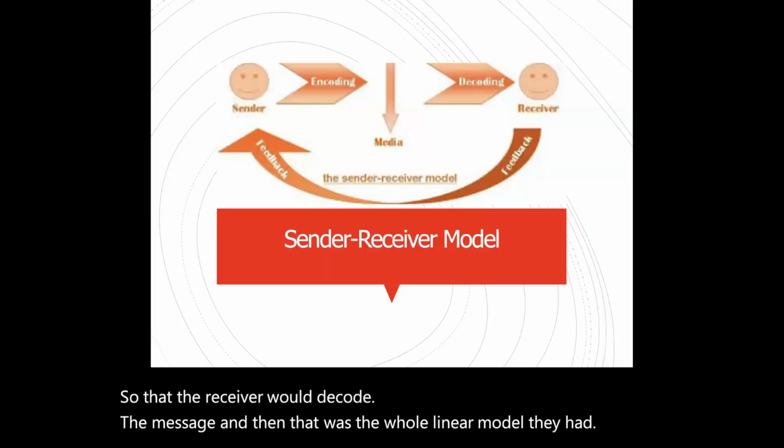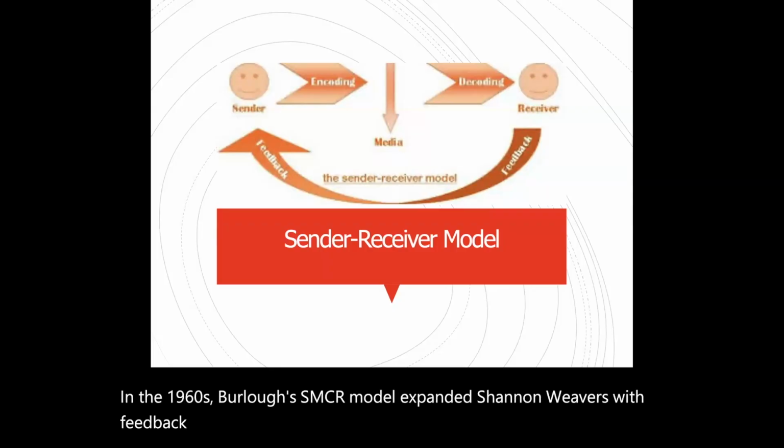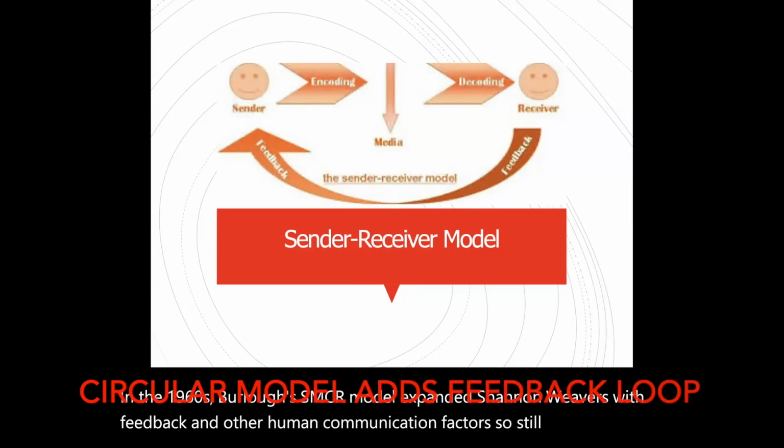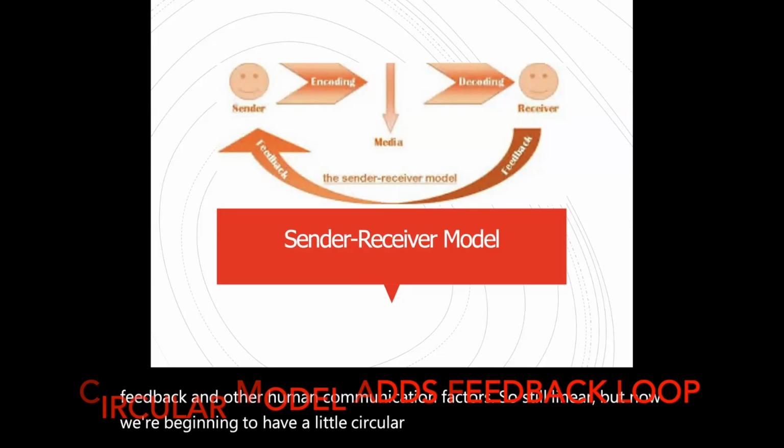In the 1960s, Berlo's SMCR model expanded Shannon and Weaver's with feedback and other human communication factors. So still linear, but now we're beginning to have a little circular to understand if there is communication.